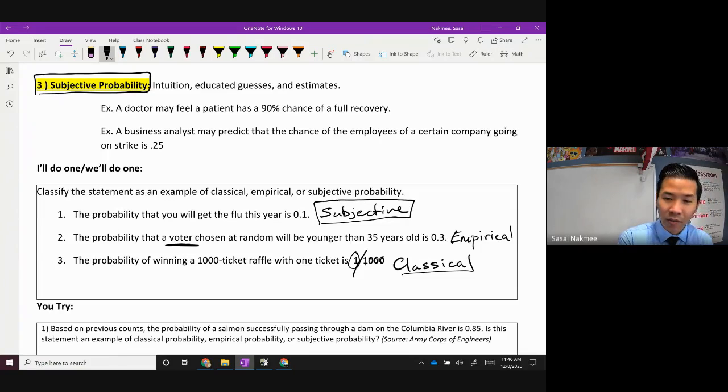And Michael's asking for the difference between, I'm thinking you're asking for the difference between empirical and classical, right?